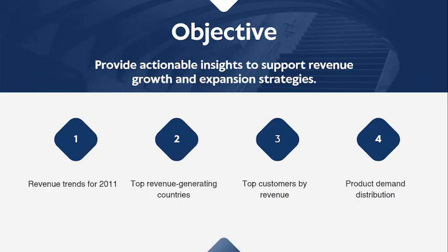We'll be looking at 4 key areas: revenue trends to identify seasonality, top revenue-generating countries, top customers driving sales, and product demand distribution to spot growth opportunities.